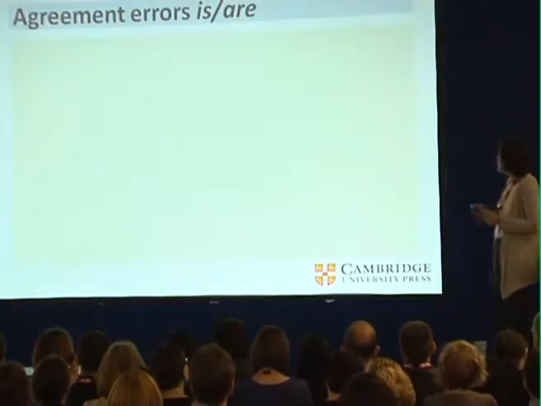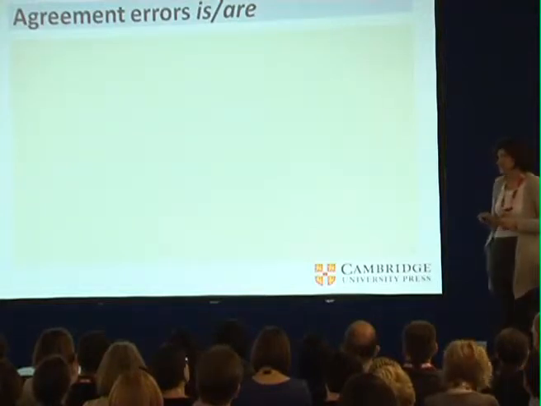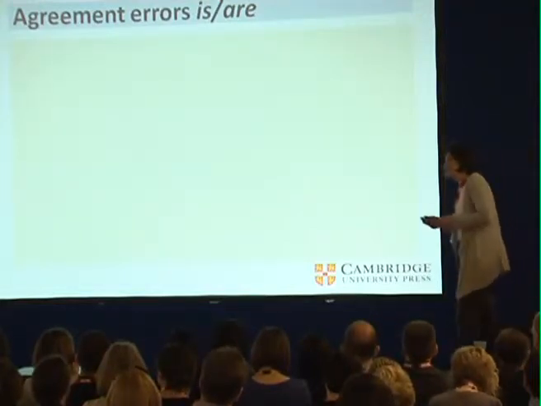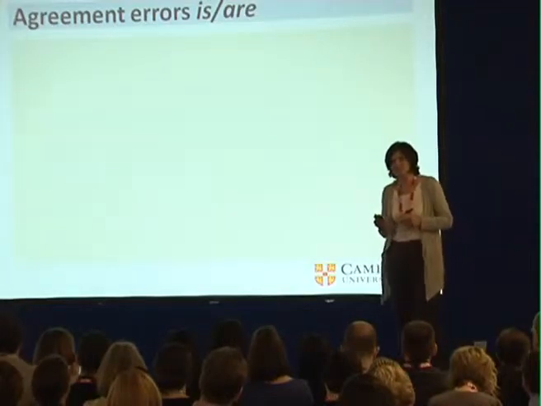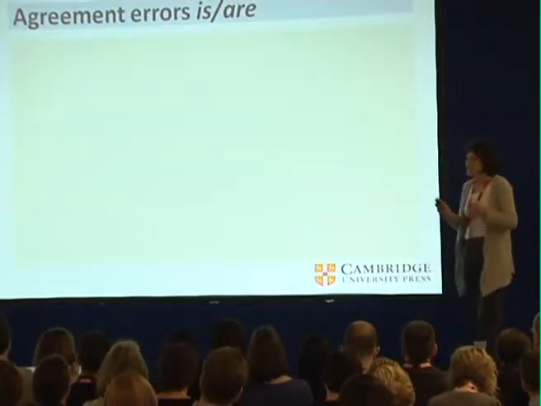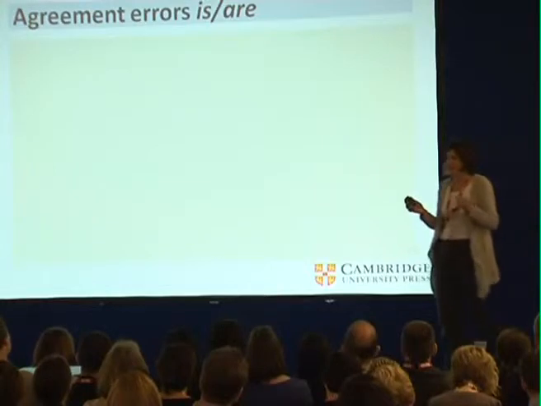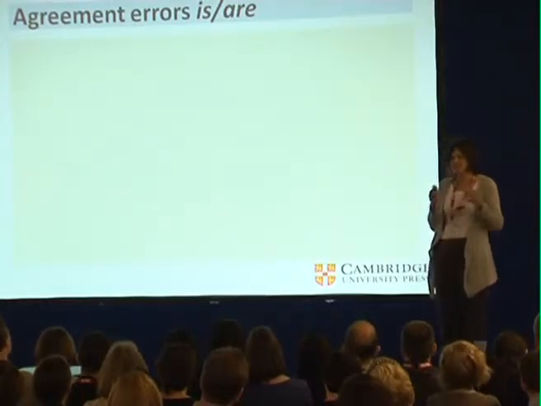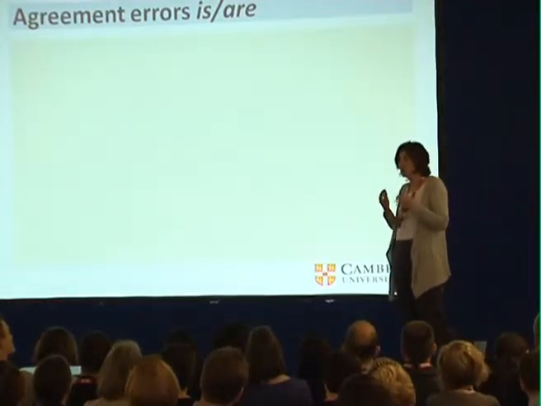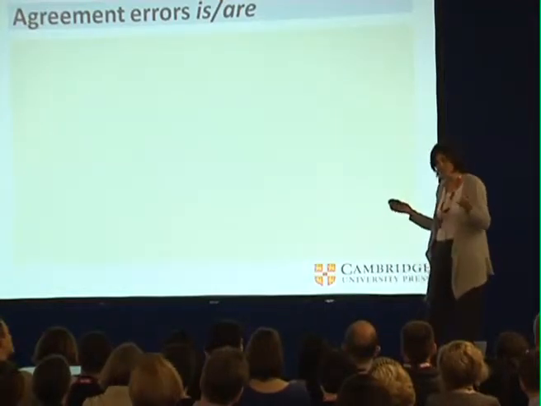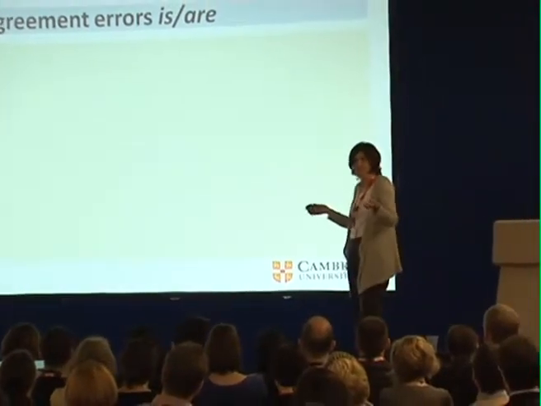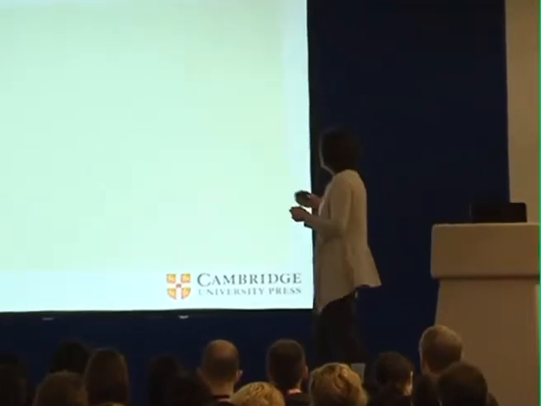So what happens when we look at agreement with countable nouns? I started to look at the present simple, and I was looking at the verb that occurred with the most common error, and that verb was the verb to be, probably unsurprisingly because it's one of the most common verbs that we use. And I looked at agreement errors with is and are.